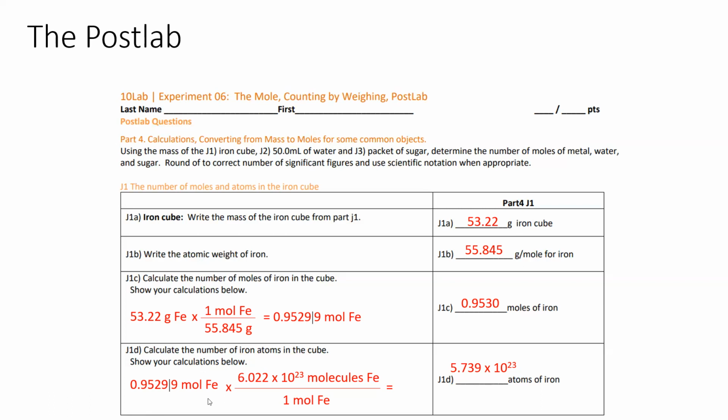So we start with the moles of iron. We're going to use Avogadro's number as a conversion factor. This is a mistake: it should not say molecules, because of course it's just iron. It should say atoms of iron. So 6.022 times 10 to the 23 atoms of iron per 1 mole of iron. And this gives us the number of atoms of iron in our iron cube.